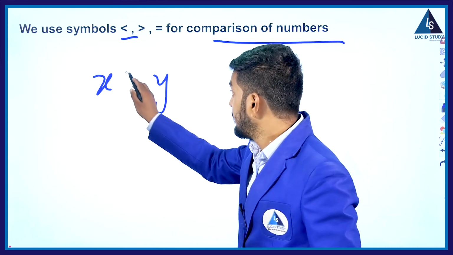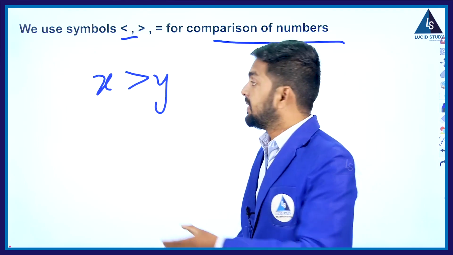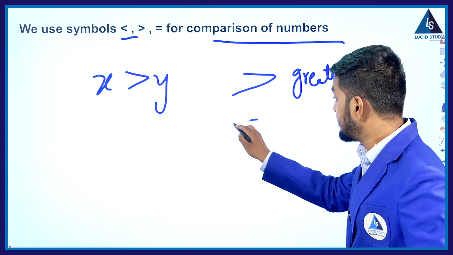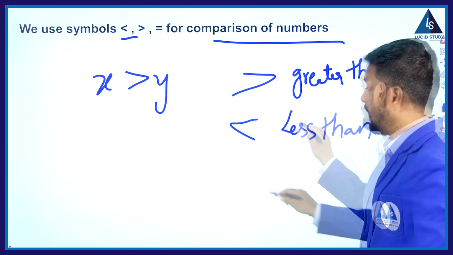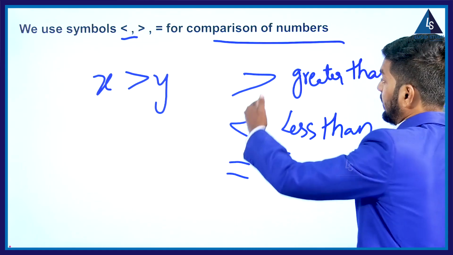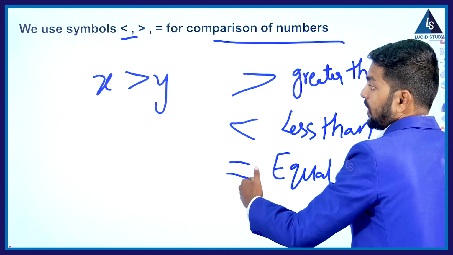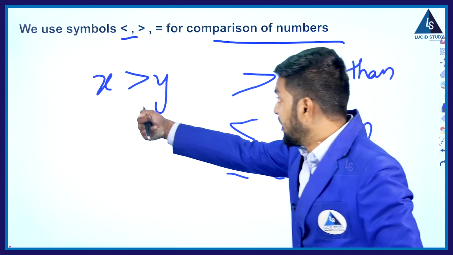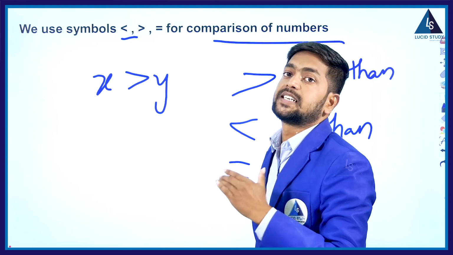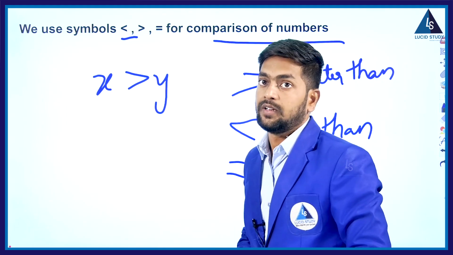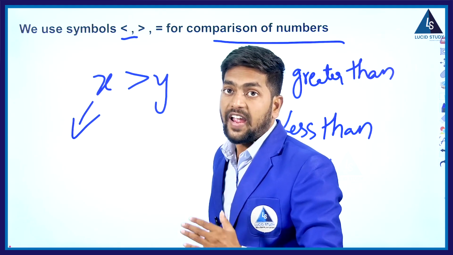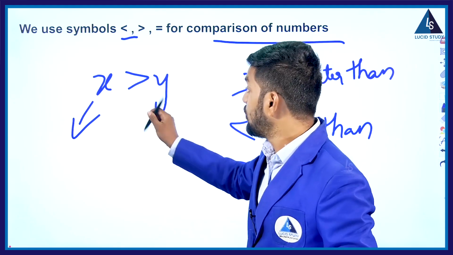So if I keep this greater than symbol, this symbol is greater than, and this symbol is less than, and this is the equal symbol. Greater than symbol, less than symbol, equal symbol. So here I am taking x greater than y. X is greater than y, so here x should be greater. The value of x is more than the value of y.